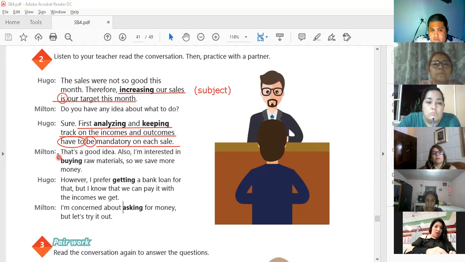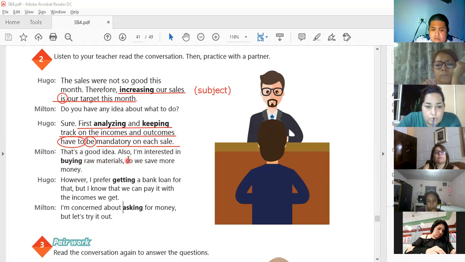Es una buena idea. Also, I'm interested in buying raw materials. También estoy interesado en comprar materia prima. Correct, coma. ¿Para qué servía el so acá? Si entonces, nosotros ahorramos más dinero. ¿Para qué sirve el so? Para unir dos oraciones, ¿verdad? Conjunction. Sujeto, verbo, complemento. Es a conjunction. Correct.